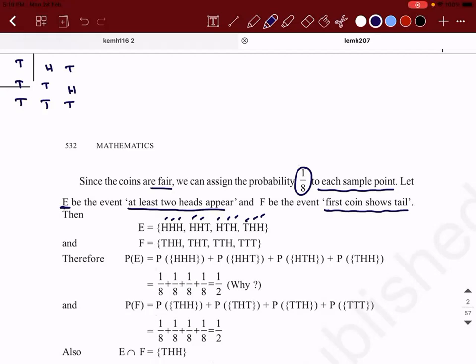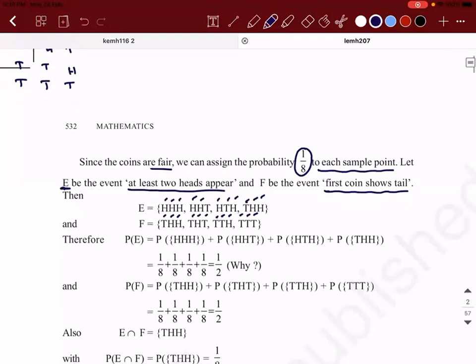So if the first coin has to show a tail, the outcomes are THH, THT, TTH, and TTT. If I ask you what is the probability of event E to occur, what will you say? 4 by 8. How did you get that 4/8? I'm concerned about that part, that is more important. 4 outcomes have occurred and the total sample space is 8. So 4 out of 8. That is one way of solving.